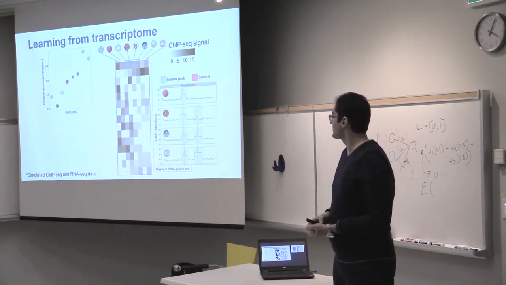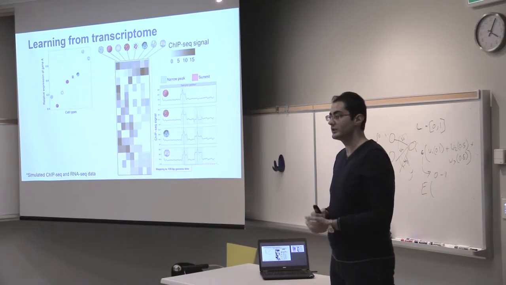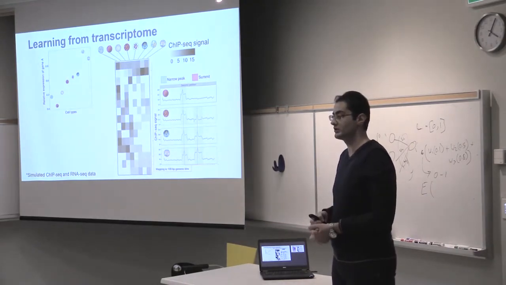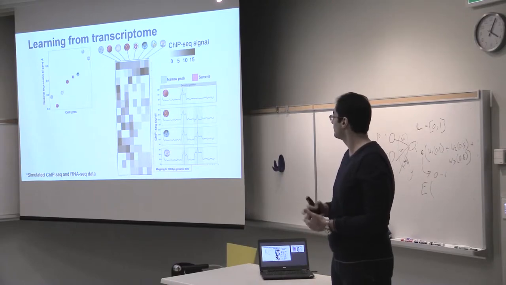Then we look at gene expression data. In this case, hypothetical gene A has a very good correlation with hypothetical genomic region 2 from the top in this matrix.